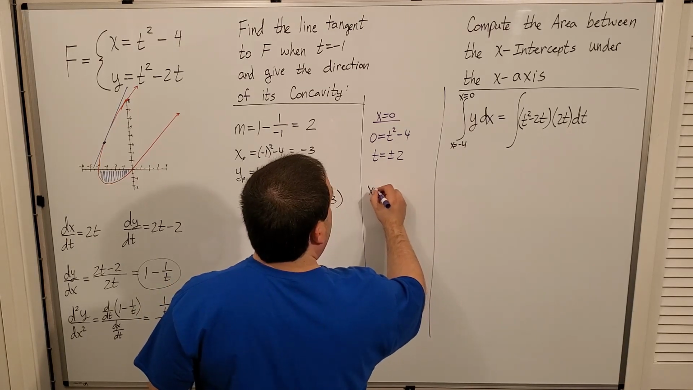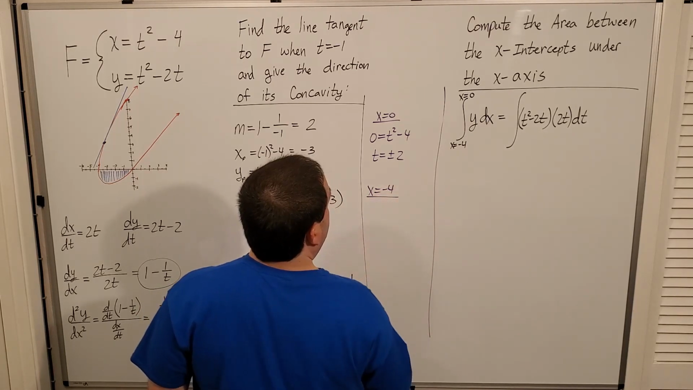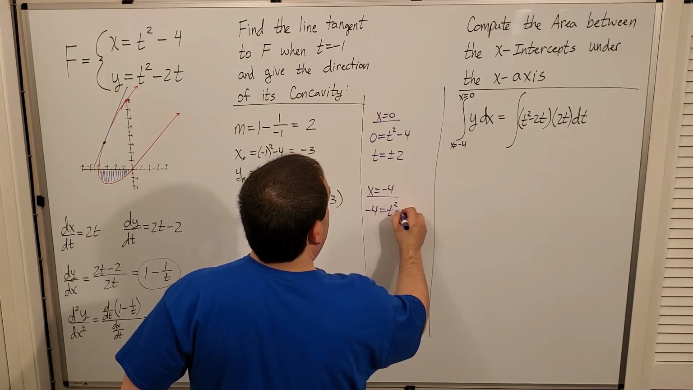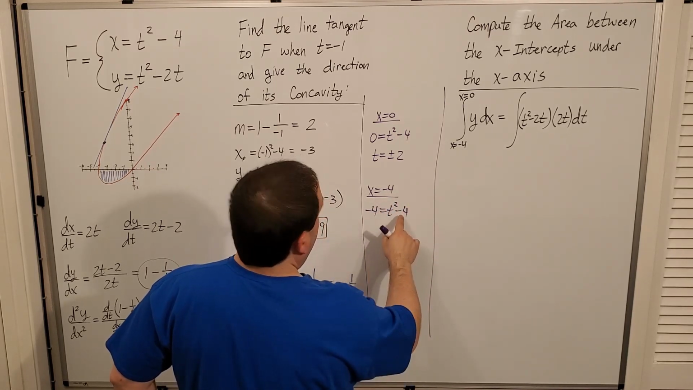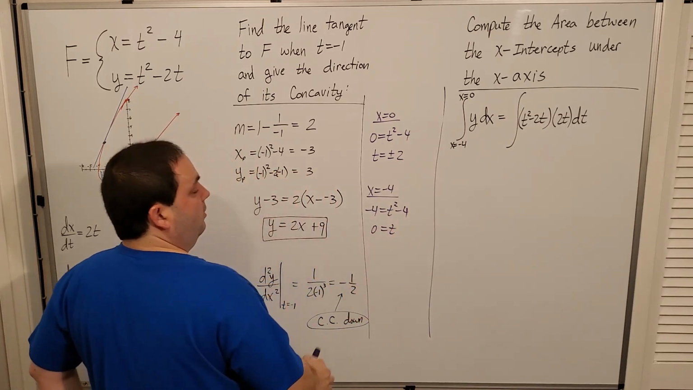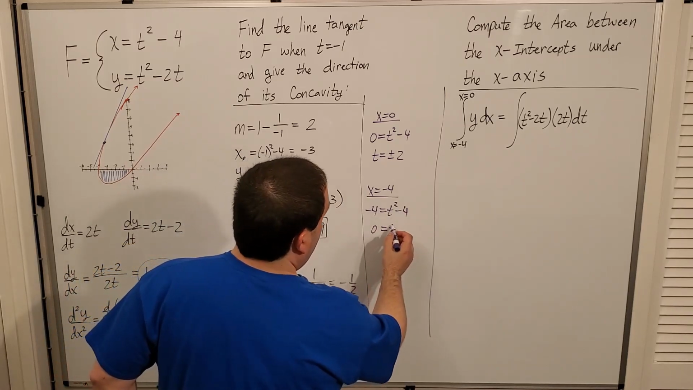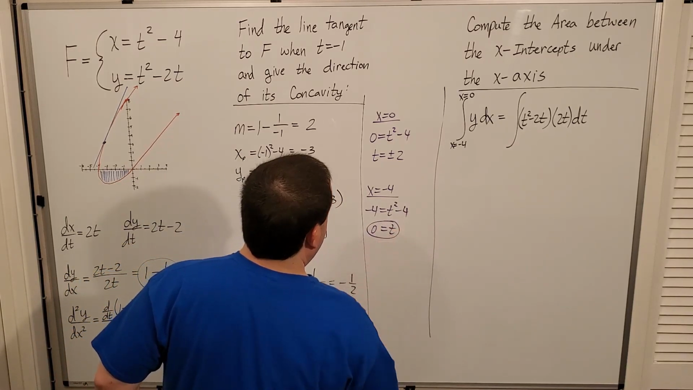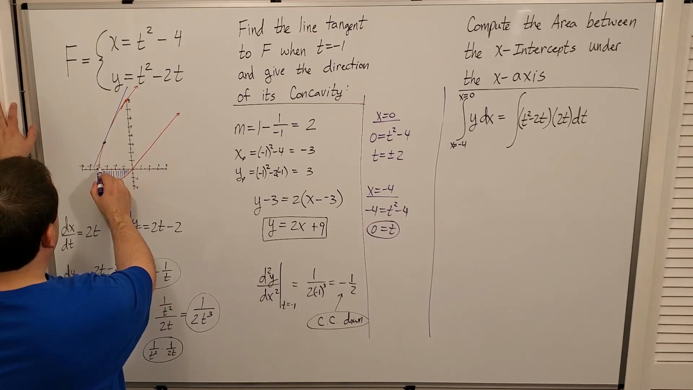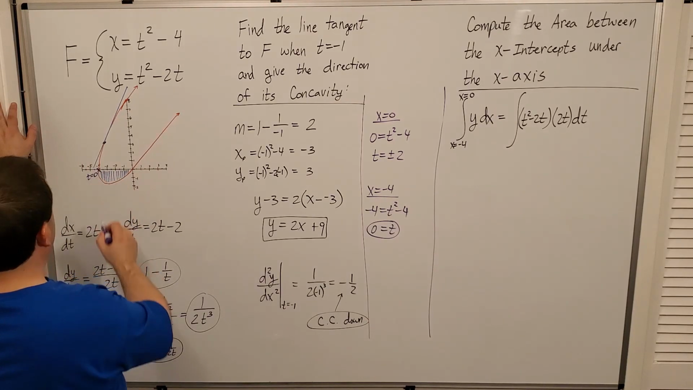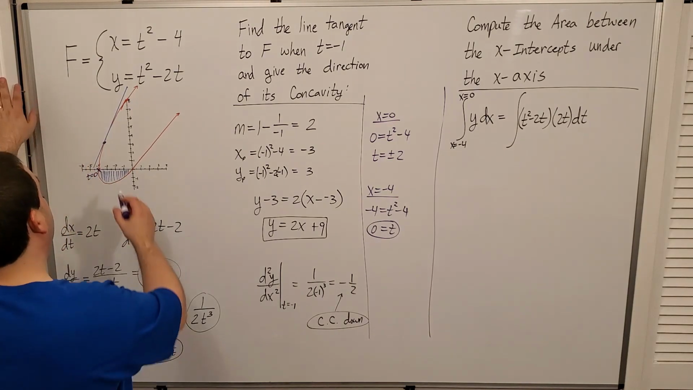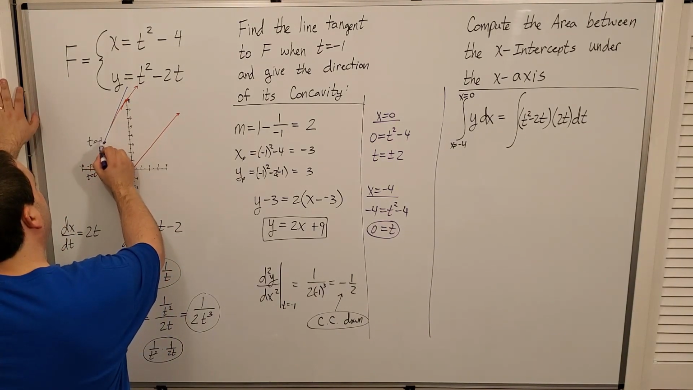Also, what happens when x is -4? So then I have -4 is equal to t squared minus 4. So I'm going to get that t is equal to 0 there, because t squared is 0. So that one's pretty definitive. t is equal to 0 right here. So t is equal to 0 at this point right here. And I know t is equal to -1 here.